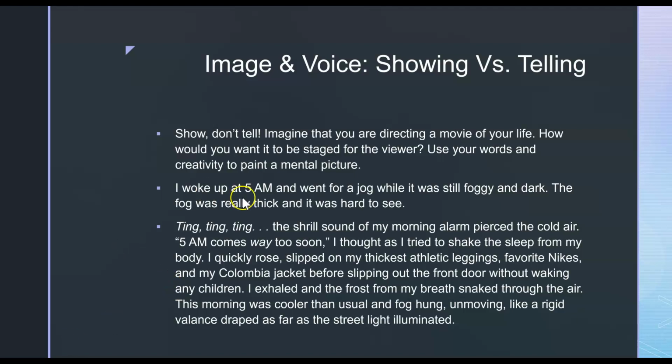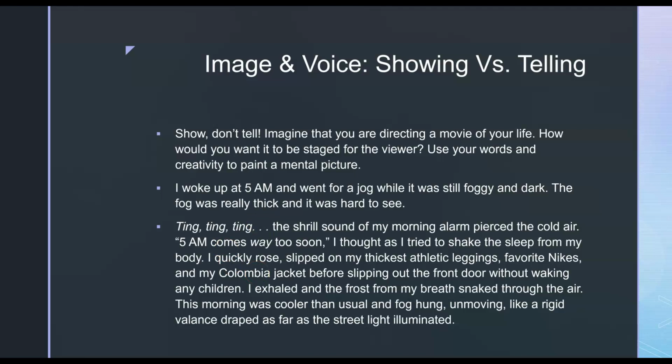So you can see here that I did one of these. So for example, if I were to tell you, this, by the way, is not what I did this morning, but this was true one day. I woke up at 5 a.m. and went for a jog while it was still foggy and dark. The fog was really thick and it was hard to see. Okay, great. I could tell you that. That is what I did on a different day. But if I want to show you and I want to use my words and I want my writing to convey exactly what my experience was like, I need to add more sensory detail. So here's how I changed that when I sat down to write it out.